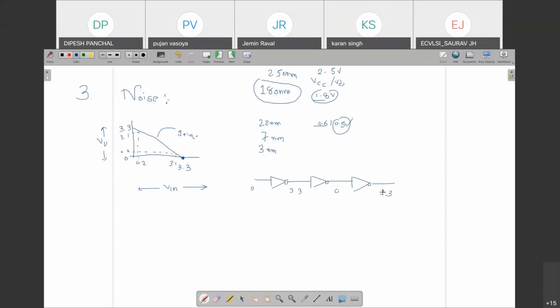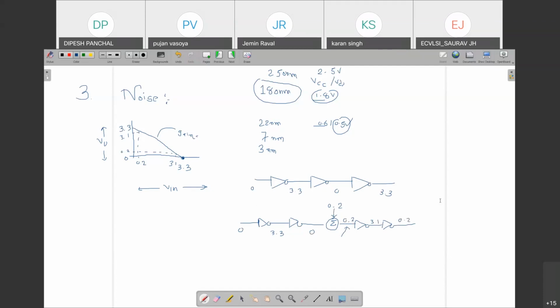But if I take the same chain of inverters, and somewhere I add noise, which is an unnecessary part. Let's say that noise amount is 0.2. 0 is here, 3.3 is here, 0 is here. What is the value here? 0.2, because 0 plus 0.2 is 0.2. Now for 0.2 my output is 3.1. For 3.1 my output is 0.2.